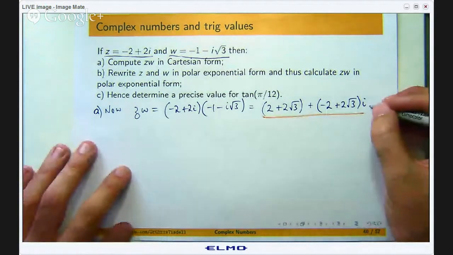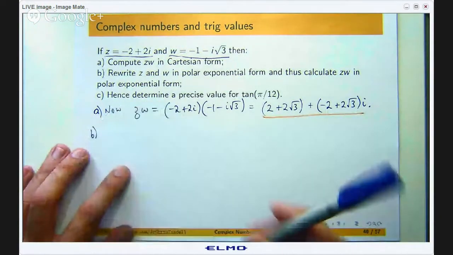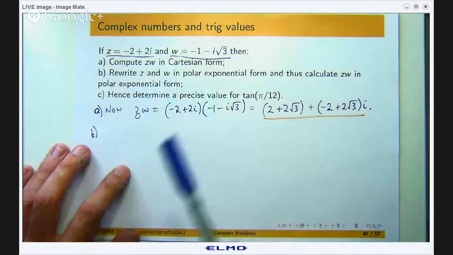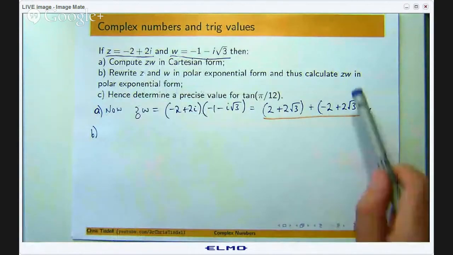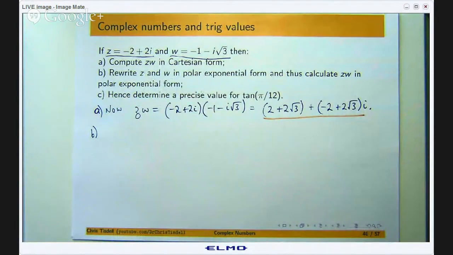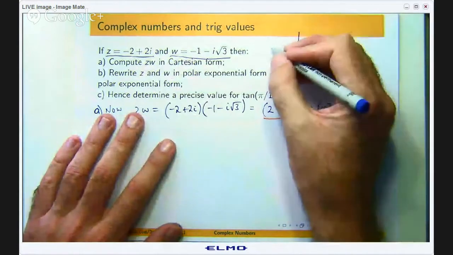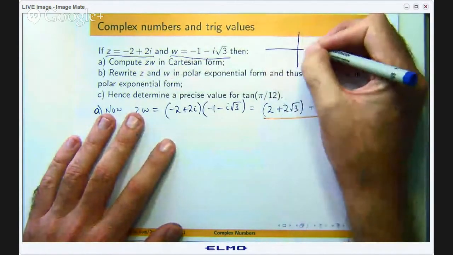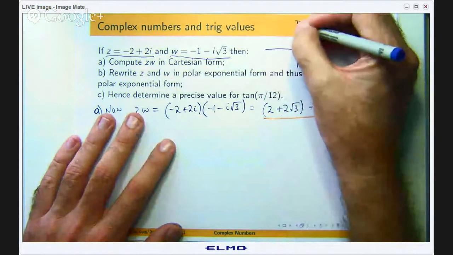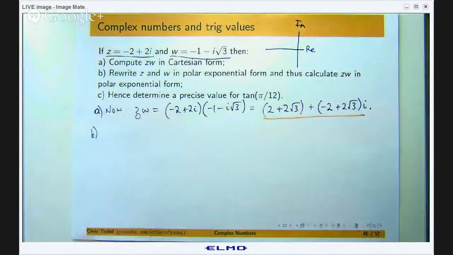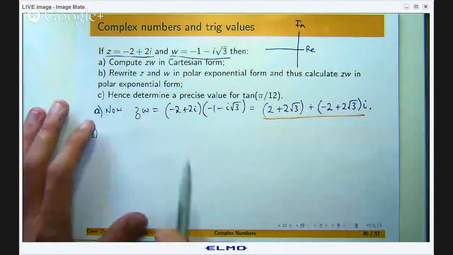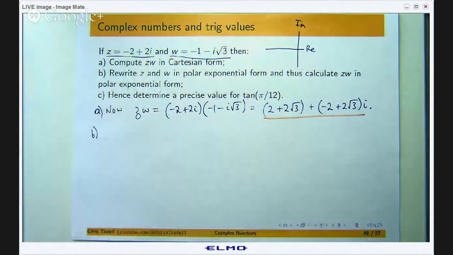Now, the second bit gets a little bit trickier. Rewrite Z and W in a polar exponential form, and then calculate the product in polar exponential form. So to do this, it's always good to draw a picture or a diagram. Okay, so here is the Argand diagram, or the complex plane. Let's plot Z and W and see if that simplifies our transition to a polar exponential form for them.